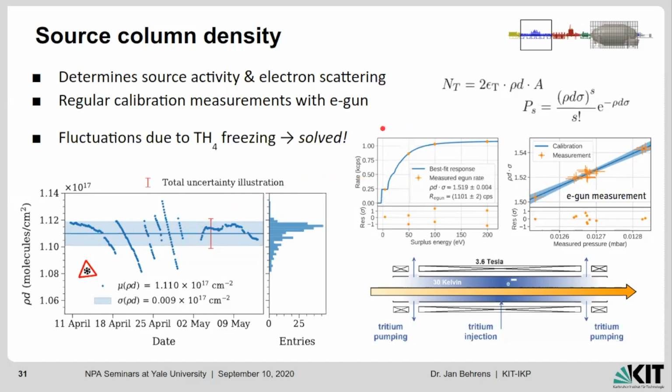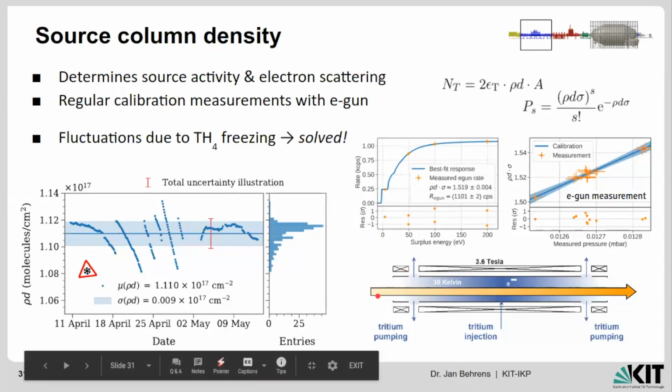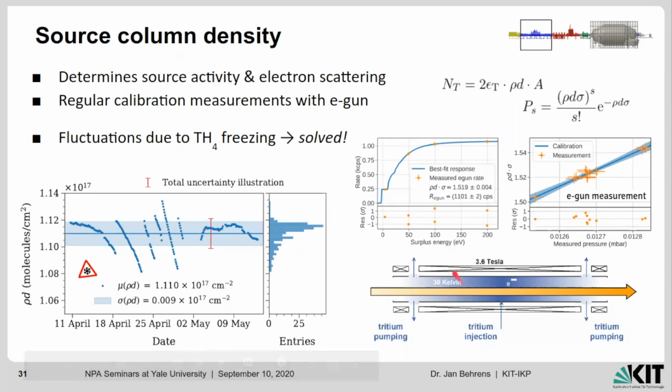With the e-gun, we can also determine the source activity or the column density by shooting electrons through the source. Electrons that go through the source are exposed to some amount of scattering on tritium molecules. If we know the energy loss response, then we can use this to determine the source activity or the column density by observing the amount of energy that electrons lose. And this is shown here.